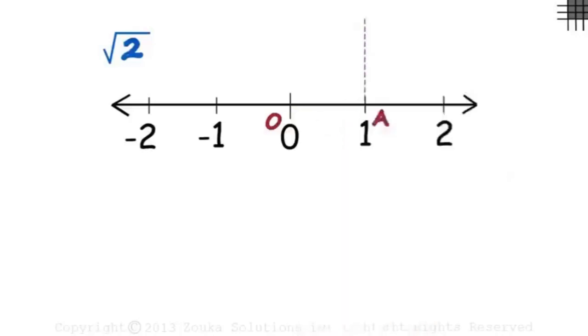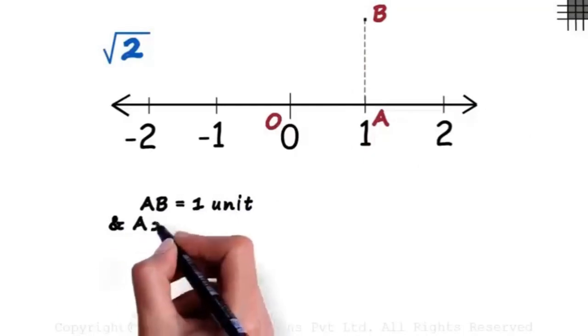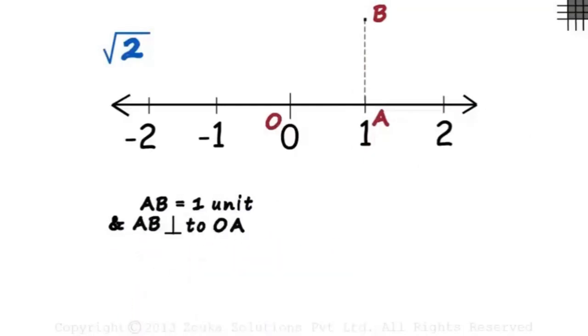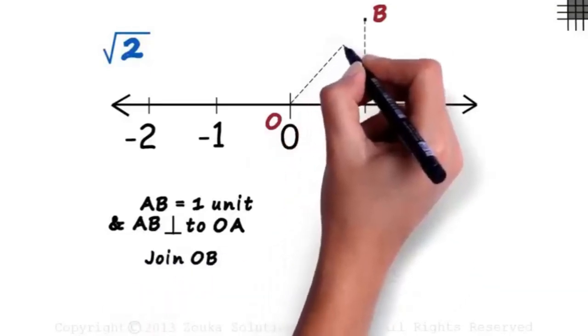Let's draw the height AB like this. We just drew AB equal to 1 unit perpendicular to OA. Both these lengths equal 1 unit. Now all we have to do is join OB like this.